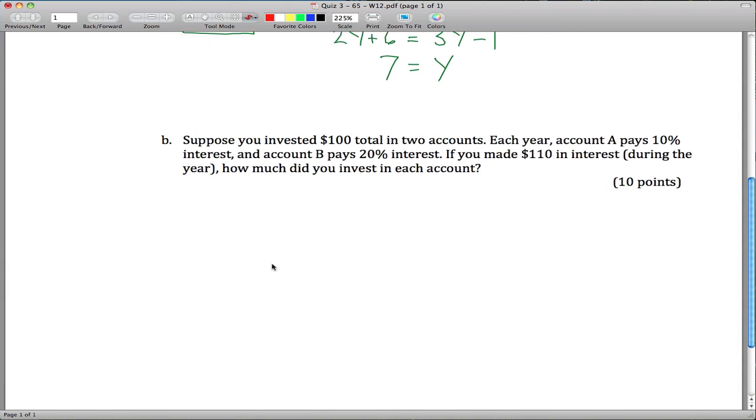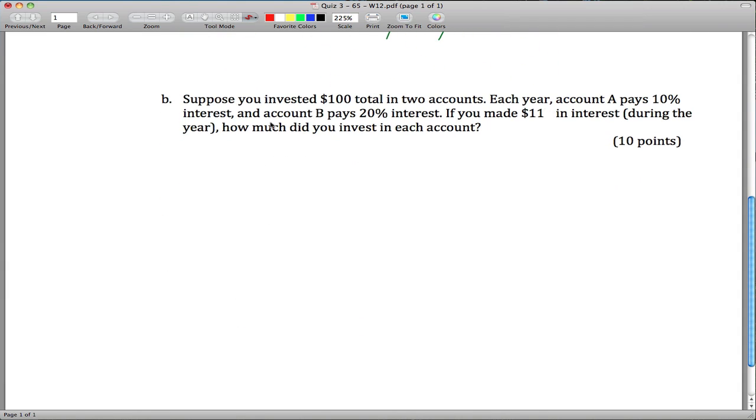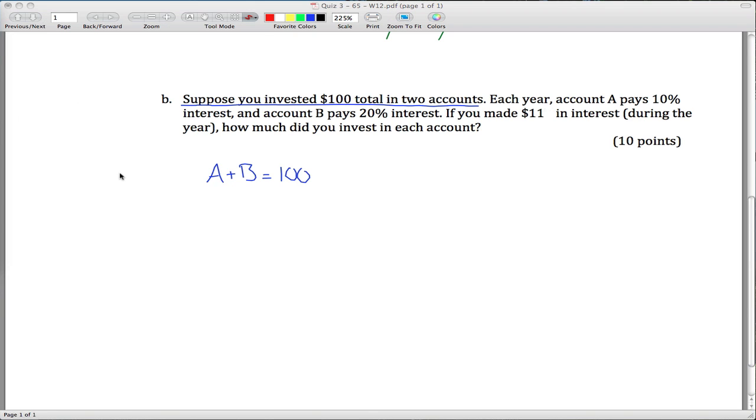A little bit trickier. These are those investment ones. Okay, let's see. In the second problem here, we invest $100 in 2 accounts. So again, the hardest part is changing the words into equations. But let's see, if we let A be the amount we put in account A and B be the amount we put in account B, and we know that A plus B, the amount you put in one plus the amount you put in the other, has to be this $100. So it's that blue sentence right there.